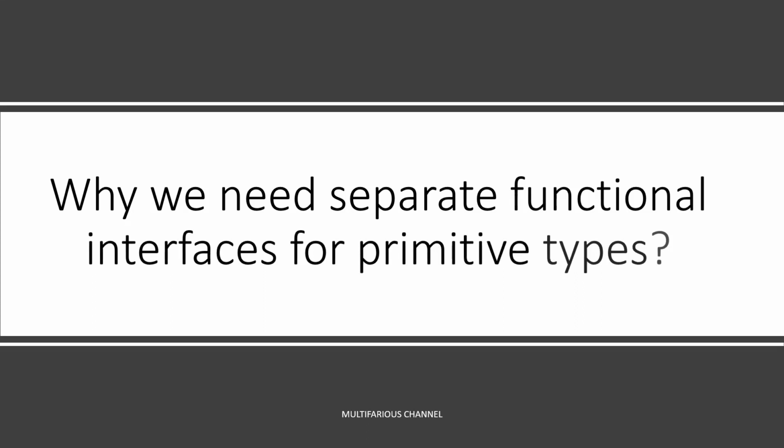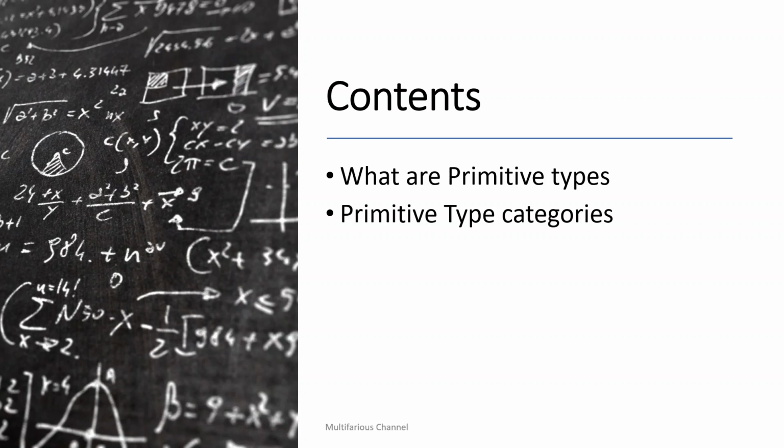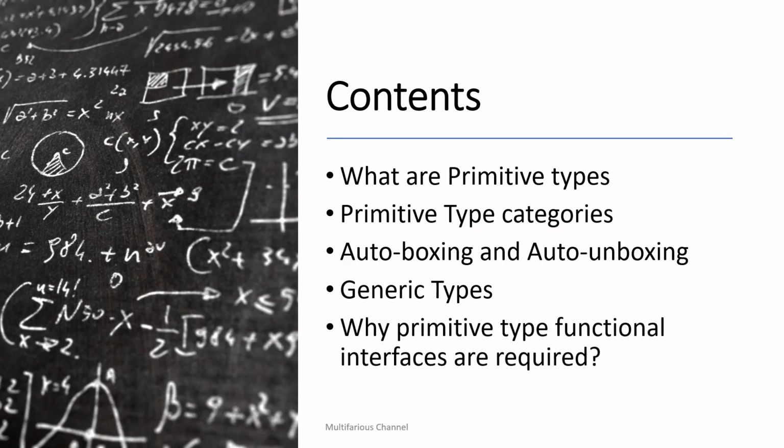But the question arises, why do we need separate functional interfaces for primitive types? So don't worry, soon you will understand why. But before that, let's have a quick look at what the primitive types are and what their categories are. Let's get familiar with the concept of auto-boxing and auto-unboxing. What are generic types? And lastly, what is the requirement of functional interfaces with primitive data types? So before wasting any time, let's get started.